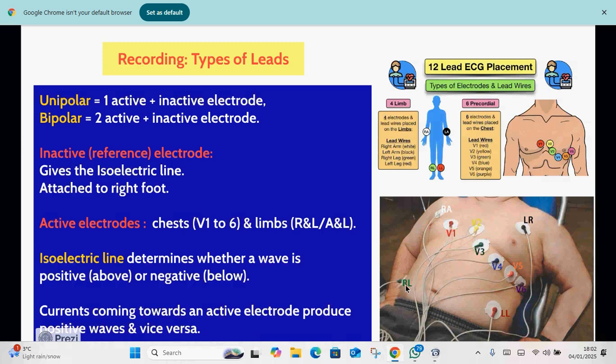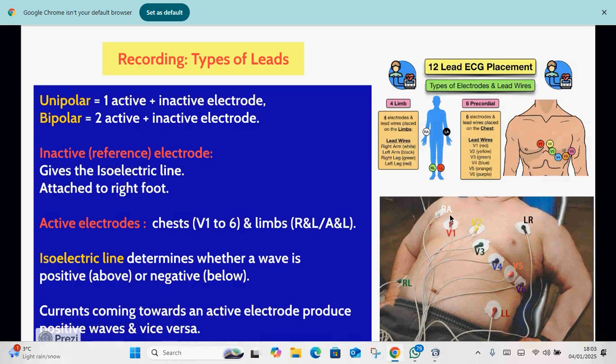The right leg is the farthest from the heart. Therefore, the right leg lead is the reference or inactive lead. Is that clear? Clear. The right leg contributes to all the 12 leads as one electrode. Is that clear? Clear. There is always an inactive electrode in the 12 leads. Okay?